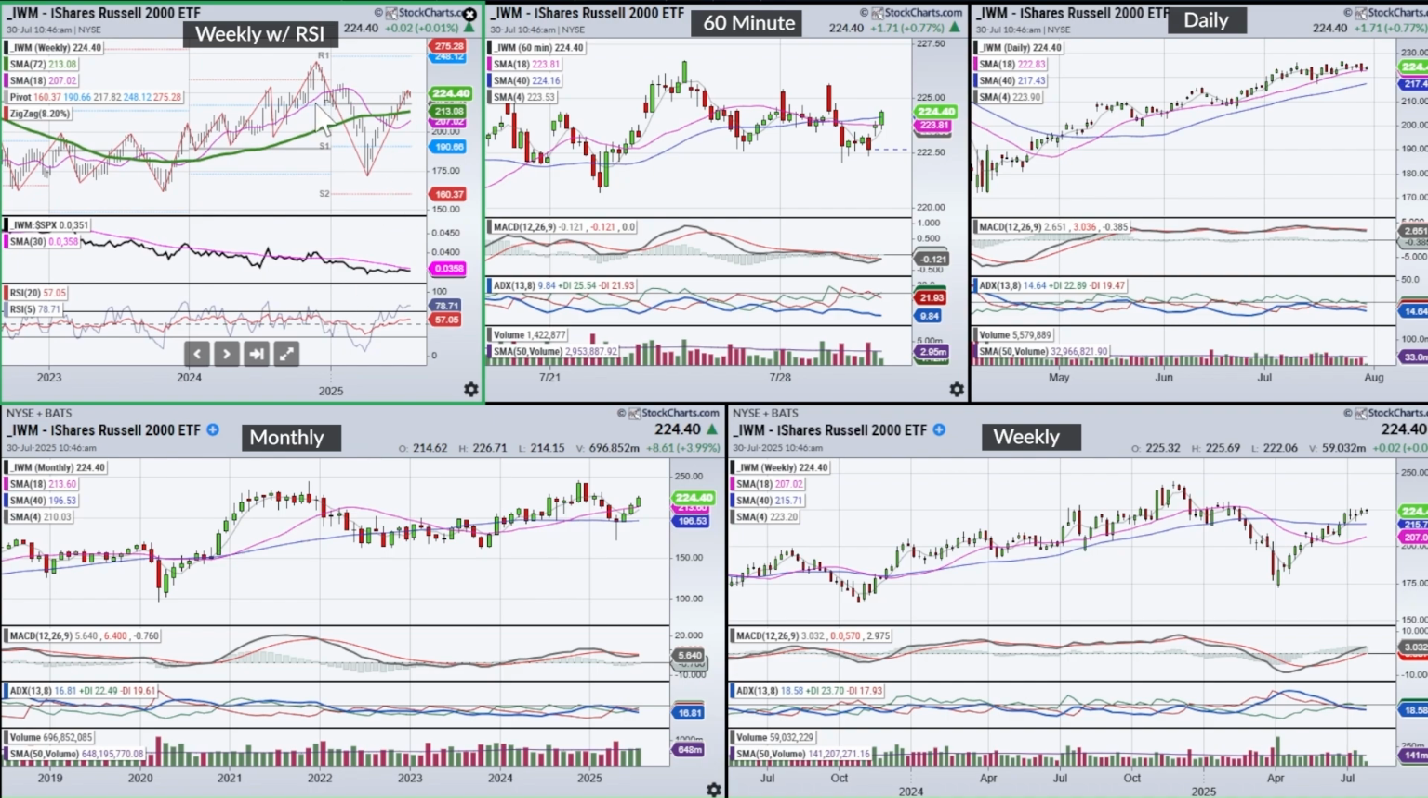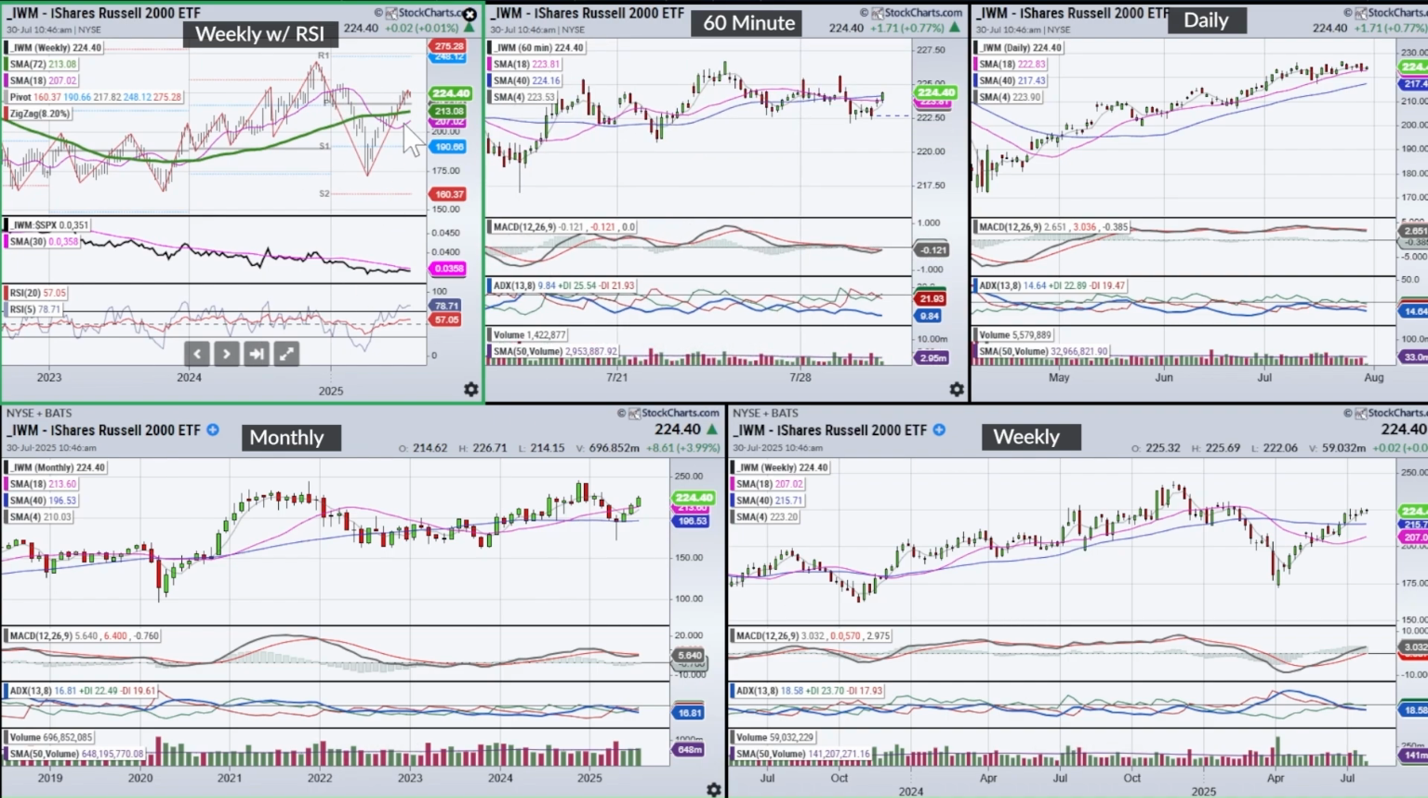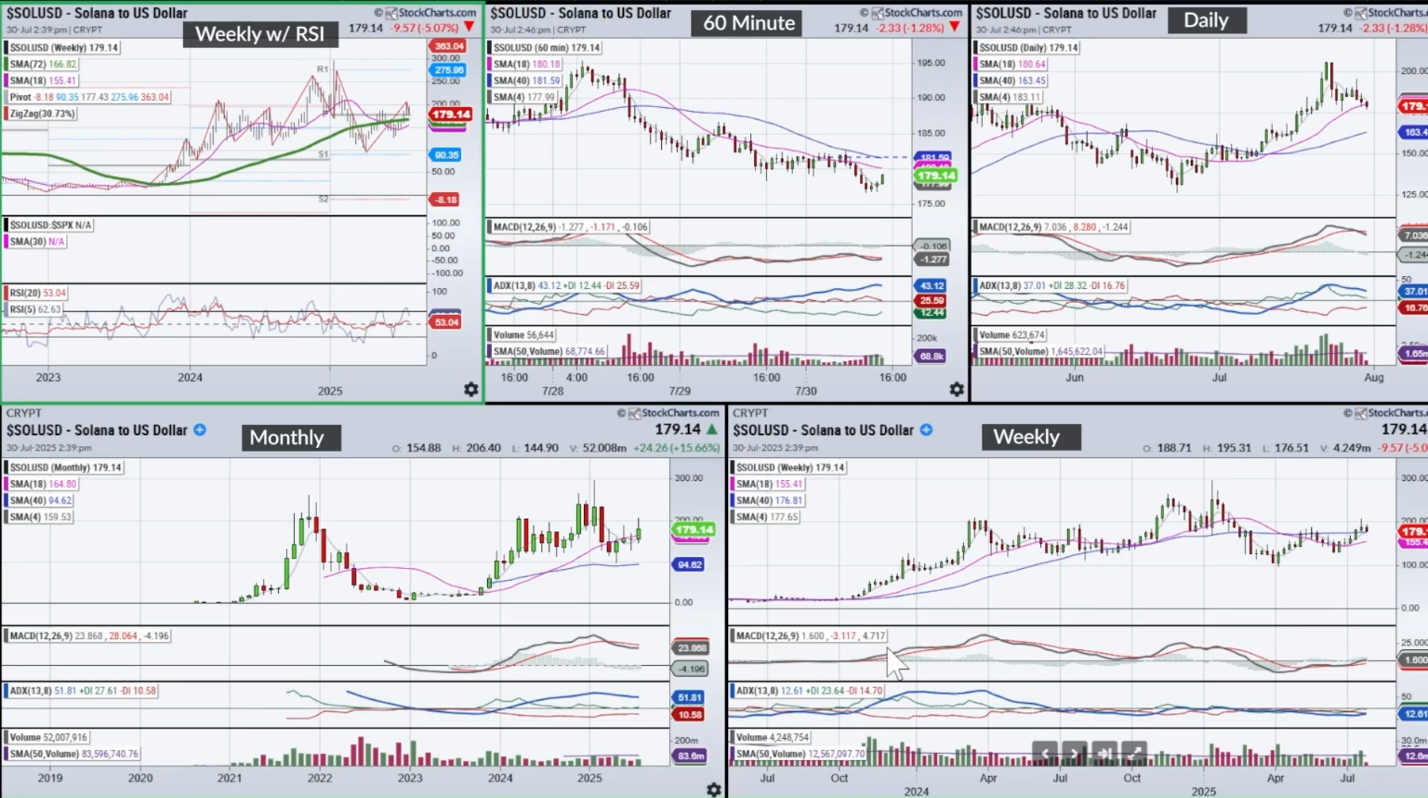So that's why on a weekly basis we take a hard look at this. We have not reached that level yet, but we could see that happen if we can see a higher low form and maybe reverse the trend structure that's taking place here. All right, let's look at SOL versus the dollar.